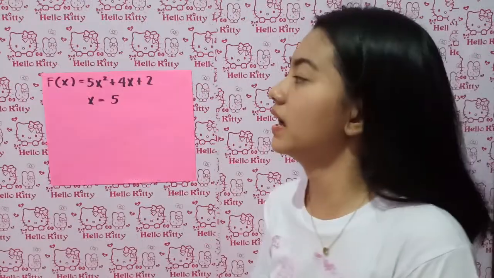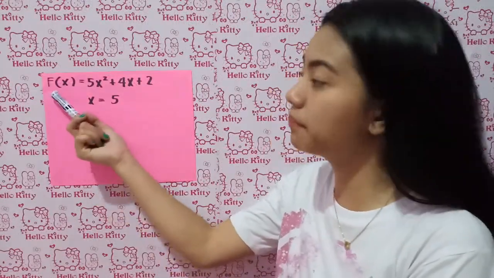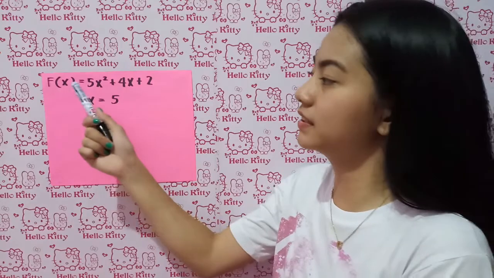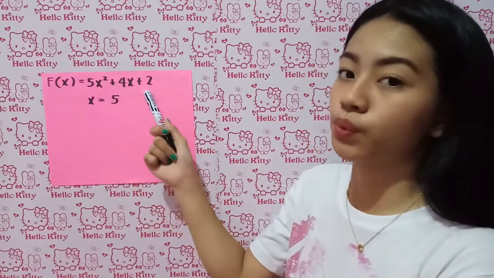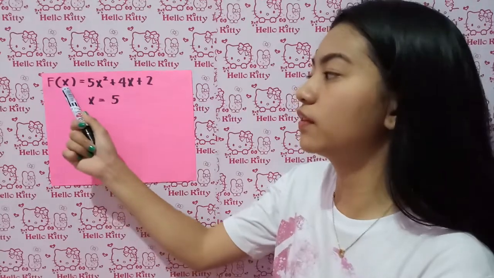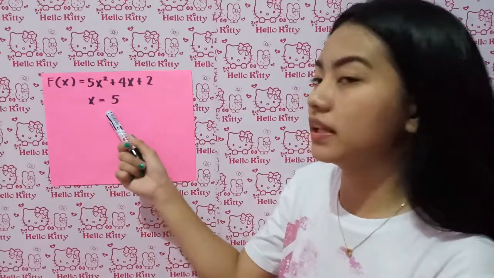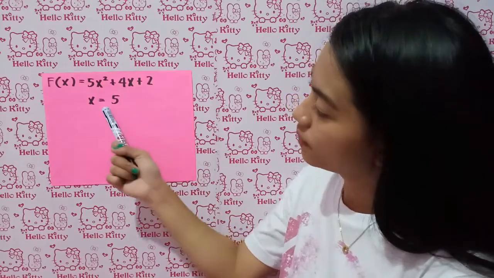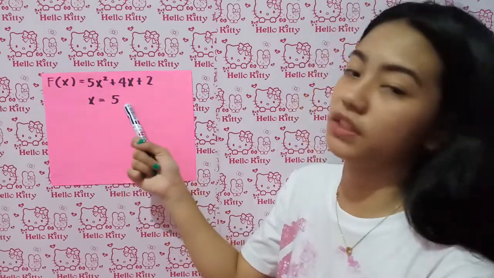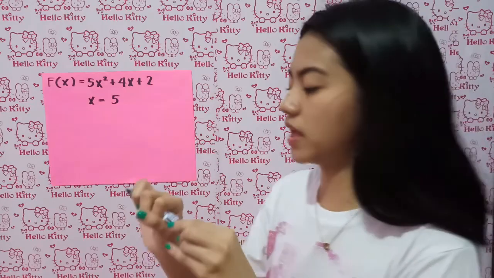So we're back and we have here example number 1. f of x is equal to 5x squared plus 4x plus 2, and the given value of x is 5. Based on the rule, we have to replace x with the given value, which is 5. So let's start.